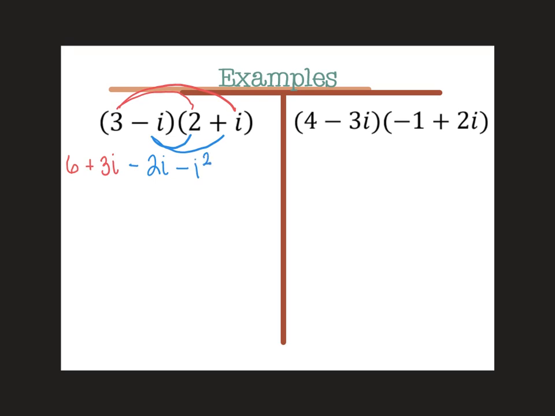Next, we would want to substitute -1 in for i squared. So I would have 6 plus 3i minus 2i minus -1. This minus -1 would really be plus 1.